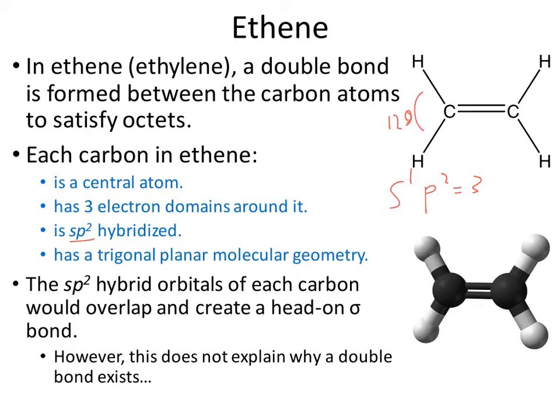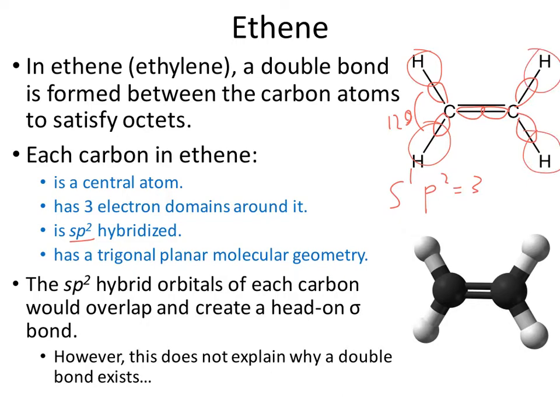So if we kind of draw it over here, you'll have an sp2 hybridized orbital. Same thing with the carbon. So you're going to have some overlap between these carbons, and that's going to create that single bond. And then when you have your hydrogens, there's going to be some overlap over here, and those are going to create your sigma bonds between your carbons and your hydrogens.